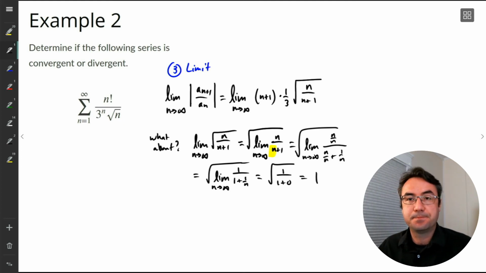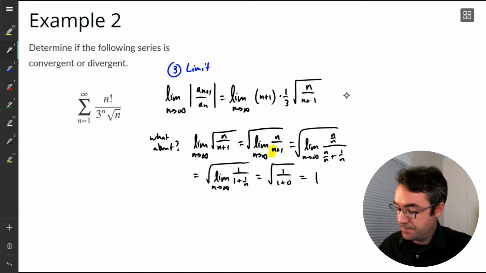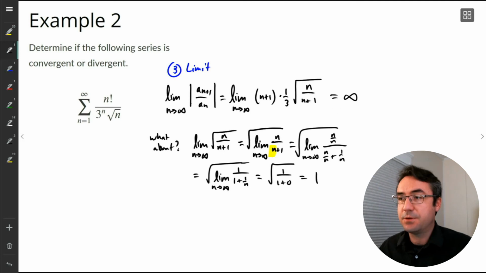So what's happening here is this square root term is getting really close. As n goes to infinity, the square root term is getting really close to the number 1. The 1/3 is just staying a 1/3. But this n plus 1 term is getting really big. It's getting really large positive. So overall, this entire expression here is going to infinity. So this is equal to infinity.